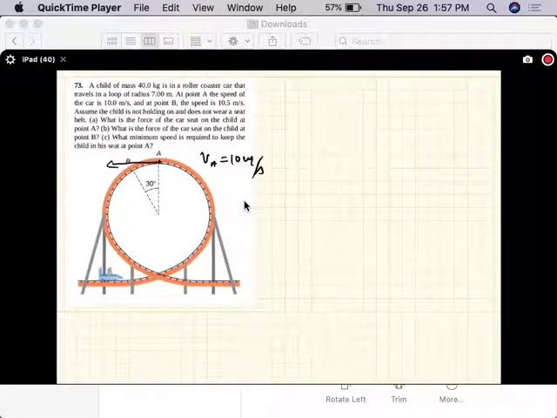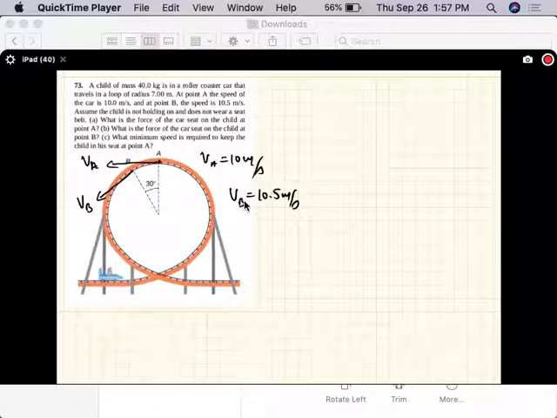At point B, the speed is 10.5 meters per second. Assume the child is not holding on and does not wear a seat belt. What is the force of the car seat on the child at point A?